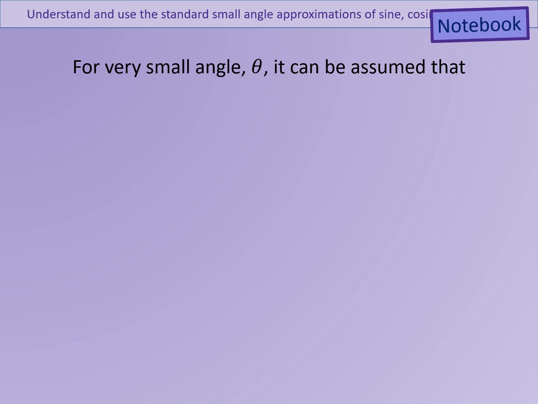A2 Maths, small angles. I'm going to show you something that applies to small angles and the sine, cos and tangent of these small angles. So the first one I'm going to look at is sine theta. If theta is quite small, then sine theta is approximately the same as theta.